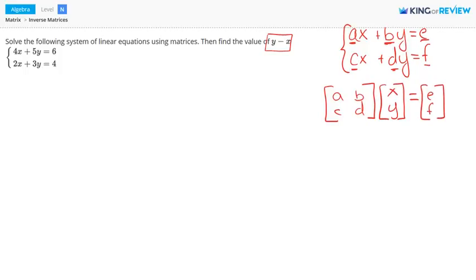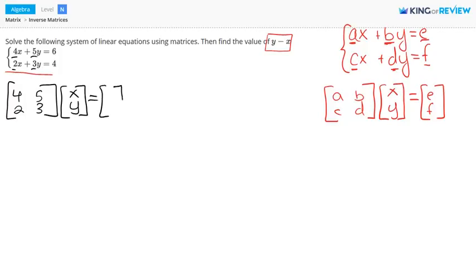So let's set up an equation for this system. So again, we're going to start with our coefficient matrix. So we have 4, 5, 2, and 3. And then we have our variables, x and y, and this is equal to the constants, 6 and 4.